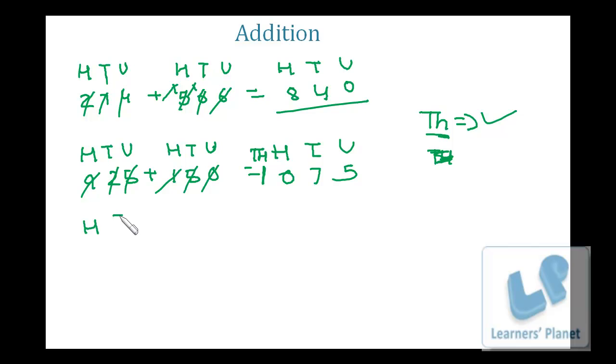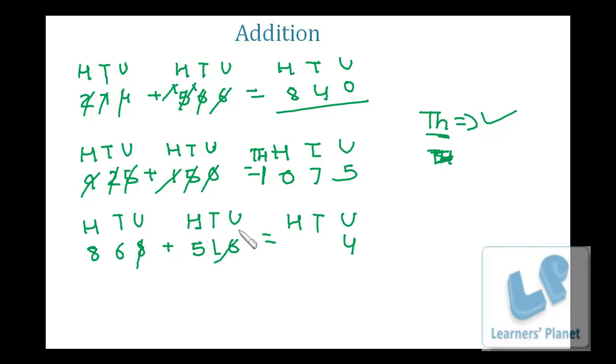Now suppose we have again hundreds, tens and units. So we'll take, suppose, 868 plus 516 equals, again hundreds, tens and units. So 6 plus 8, that's again 14, 4, 1. 1 plus 1, 2, 2 plus 6, 8, and 5 plus 8 is 13. So 3 and 1 is carried over as the thousands number. Okay, so that is 1384.